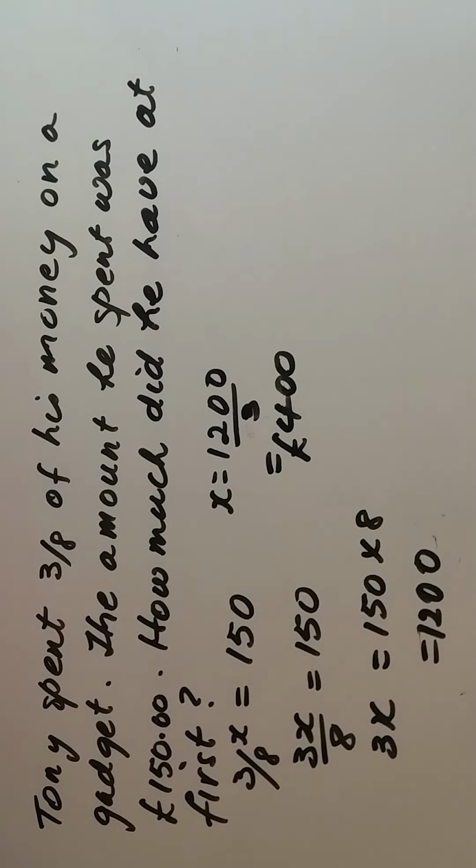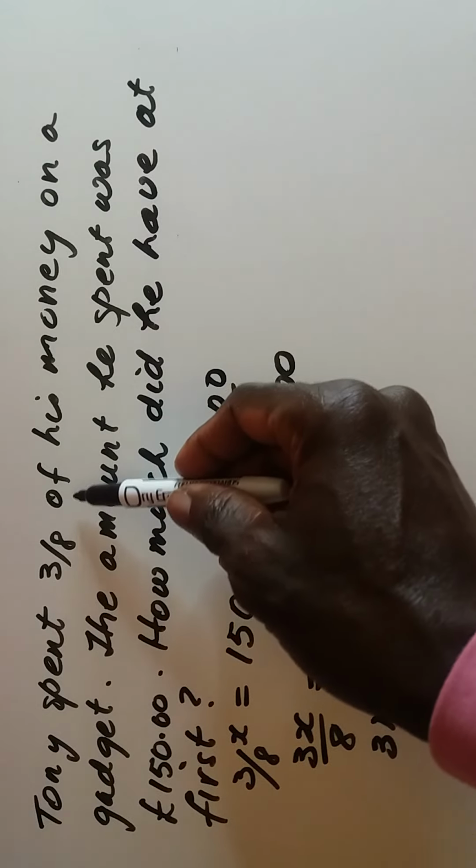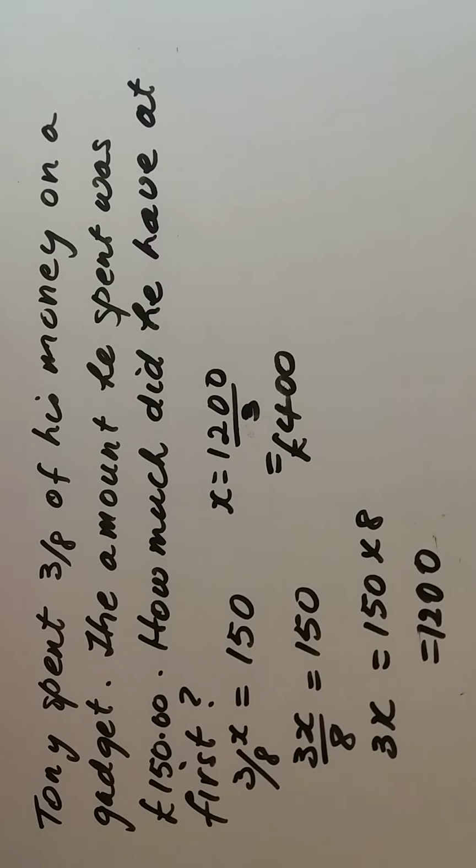Using algebra, we know that 3/8 of his money, and "of" means multiplied by some amount, and that's what we've used x as. 3/8 of x is equal to 150. And then we just solve this equation. 3x over 8 is equal to 150, which gives us x is equal to 400.